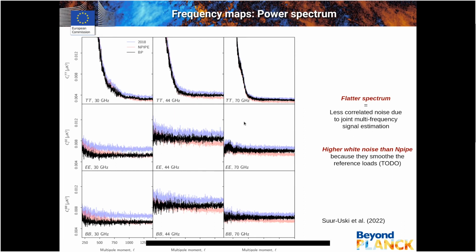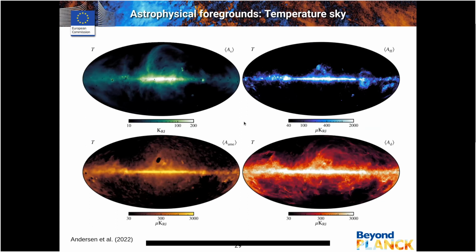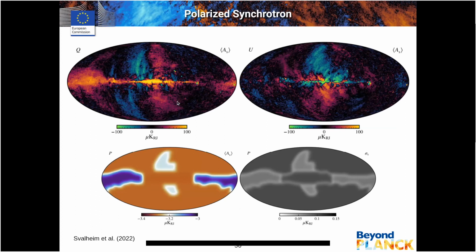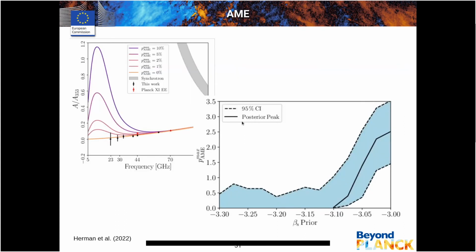So this is what our astrophysical foregrounds look like in temperature. We have synchrotron, free-free, dust, and AME. And these again are the posterior mean maps. And this is what synchrotron looks like in polarization, so this is Q and U, and then these are the beta maps and the error. So this is what we get for our polarized foregrounds.